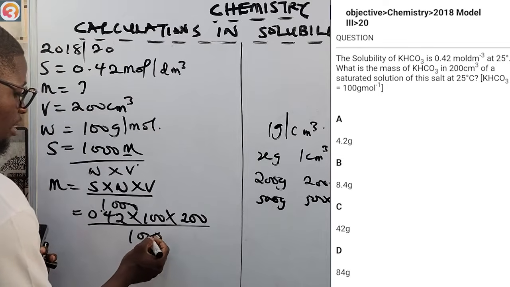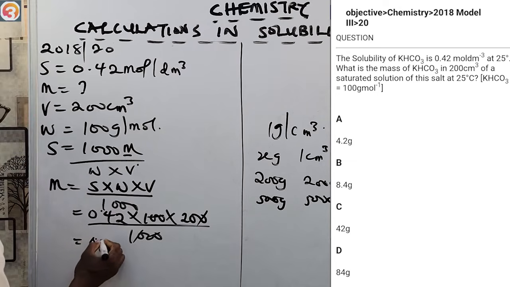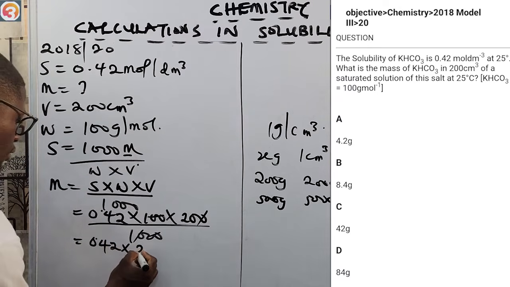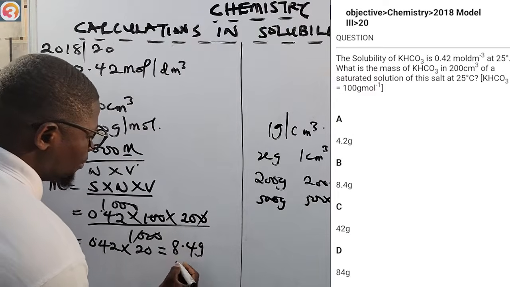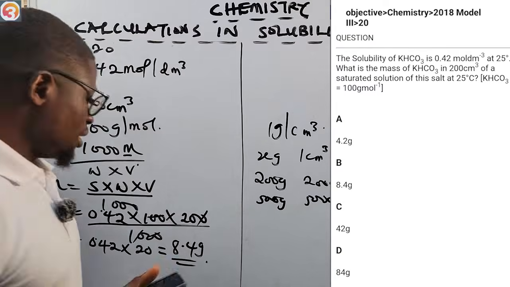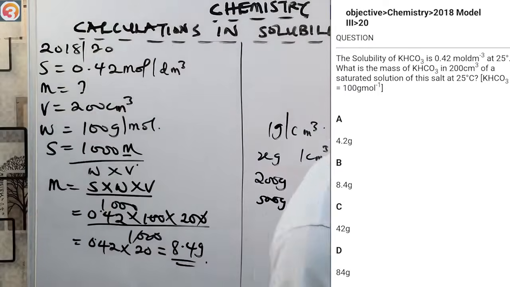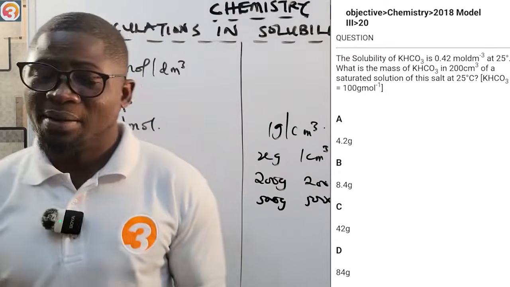So 20 will cancel 20, 10 here will cancel 10. So our answer will be what now? 0.42 times 20. Okay, so that will give us 8.4 gram. Simple as ABC. So let's check our options if the answer is there. That is Option B, 8.4 gram. Very simple.